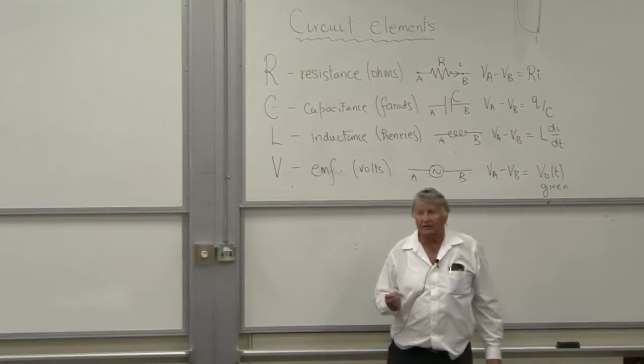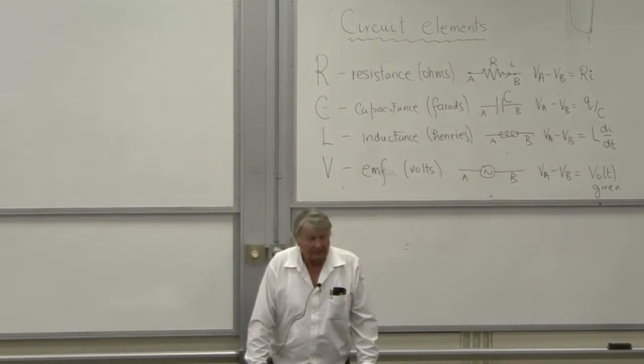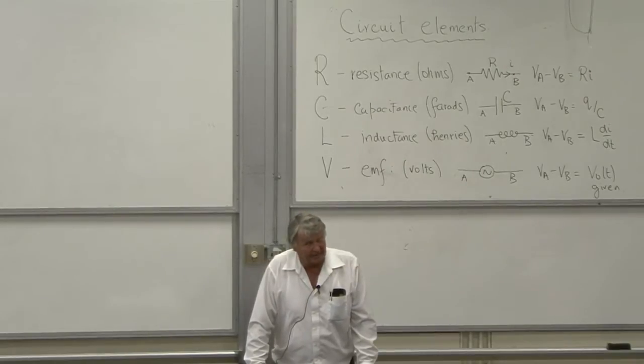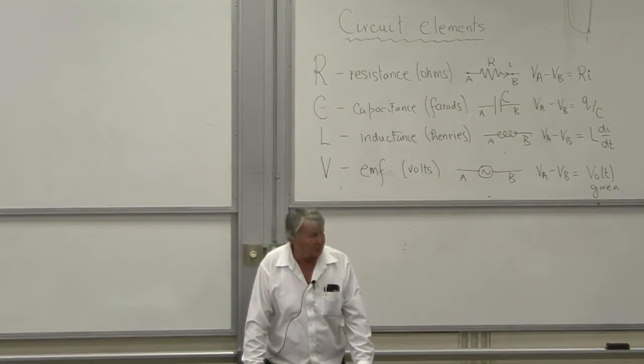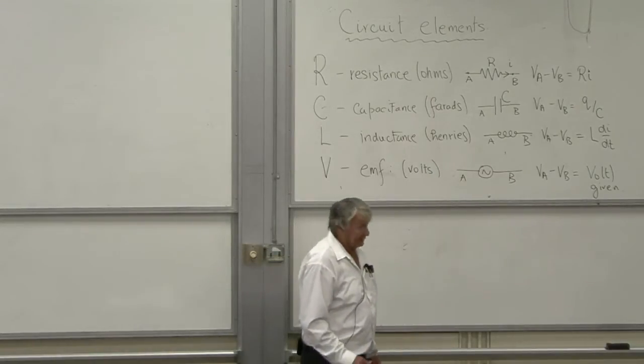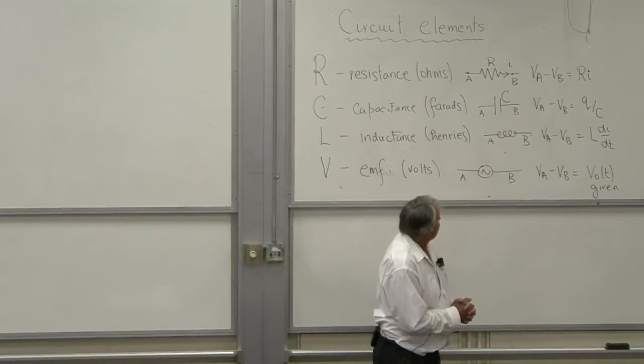The letter we use for current is I. It'll also turn out to be the letter I will use to describe the square root of -1 when we get to that next week. But we will stick with the I for current.